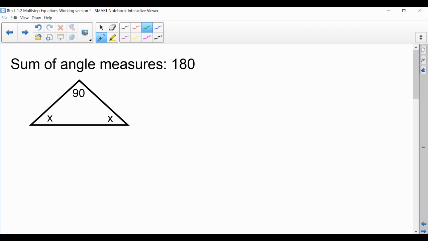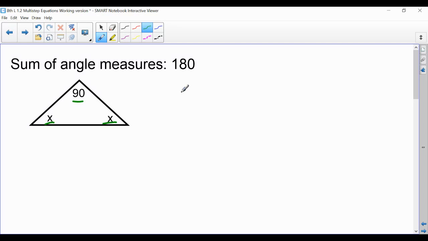Then we learned how to apply two-step equations to geometry, like this first problem here. This one says that the sum of the angle measures equals 180 degrees. So sum of the angle measures means when you add these three inside angles, they're going to equal 180 degrees, and they always equal 180 degrees for any triangle.